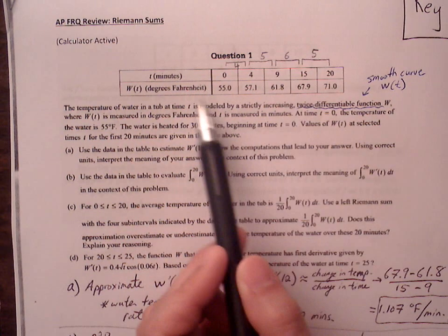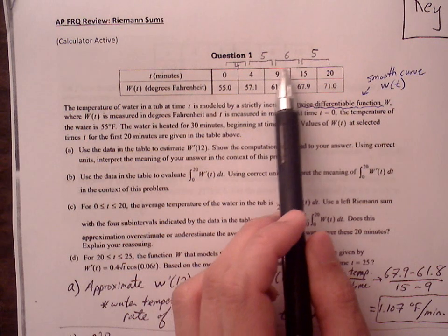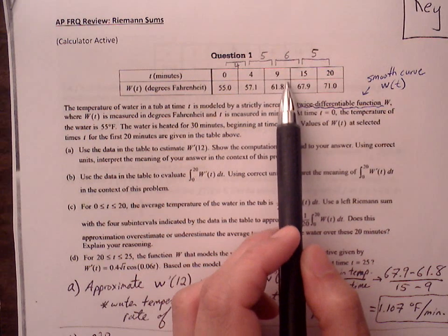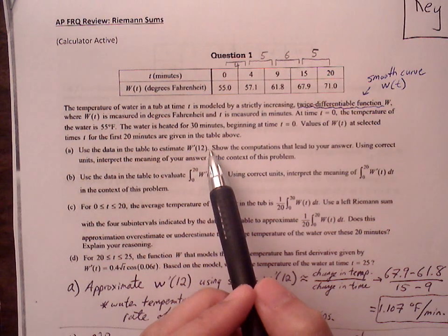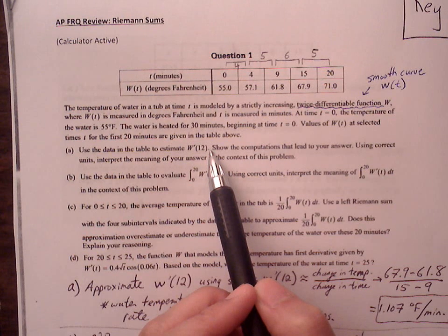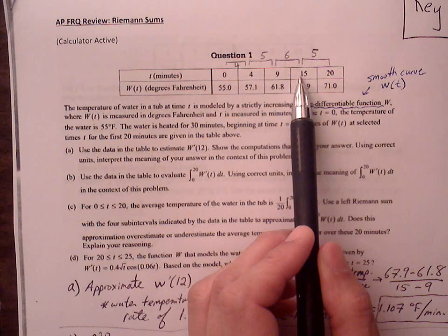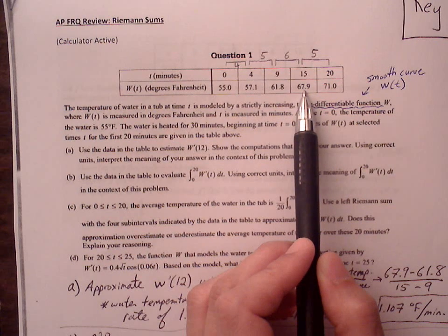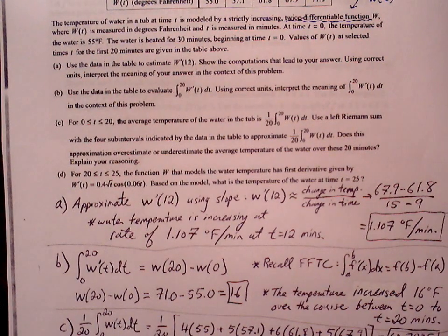So we don't have W prime of t to pull that information. So the best thing that we can do is to find the rate of change between two ordered pairs that are close to that target of t equals 12. So we know that W prime is going to be in the units of change in temperature over change in time. So we can just do slope to find an estimation. We can do the change in temperature, so 67.9 minus 61.8, divided by the change in time. So we'll use slope to help approximate W prime of 12.